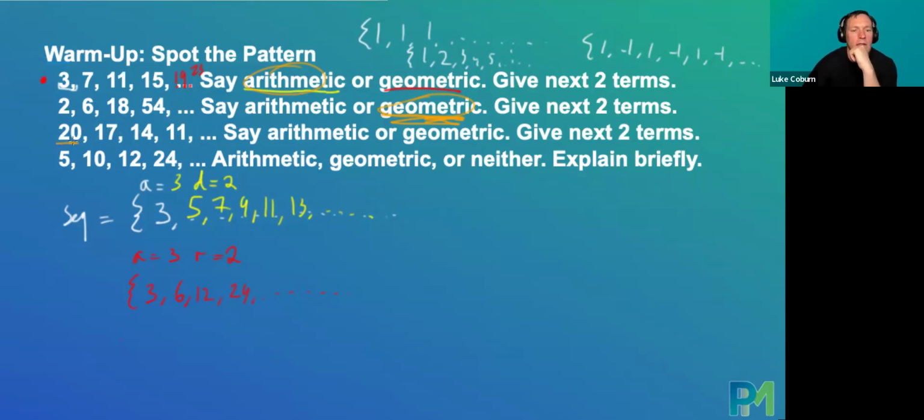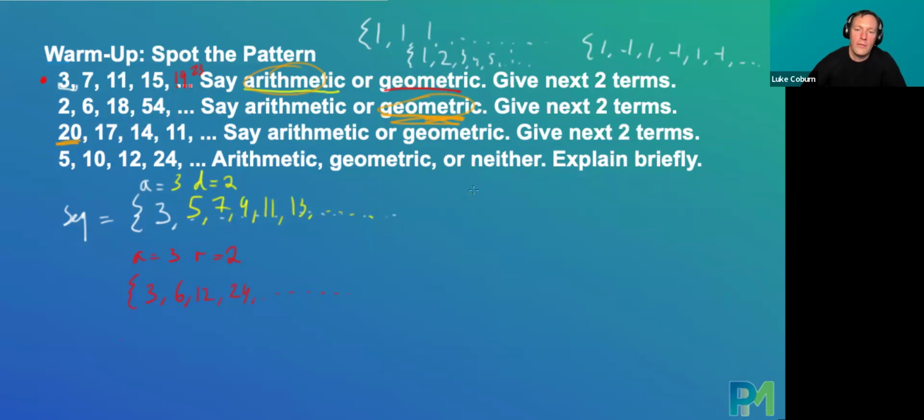Now the next one, okay, the numbers count down. Our starting number is 20. And then we go down to 17. How do we go down to 17? Well, that's like subtracting 3. And then we go from 17 down to 14. That's subtracting 3 again, and then subtracting 3.